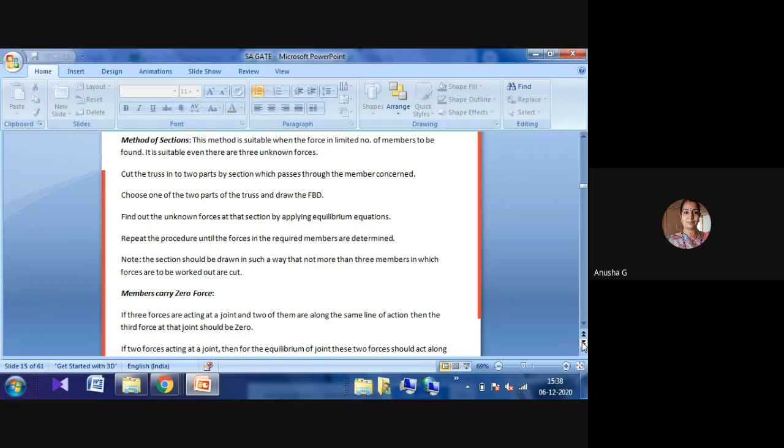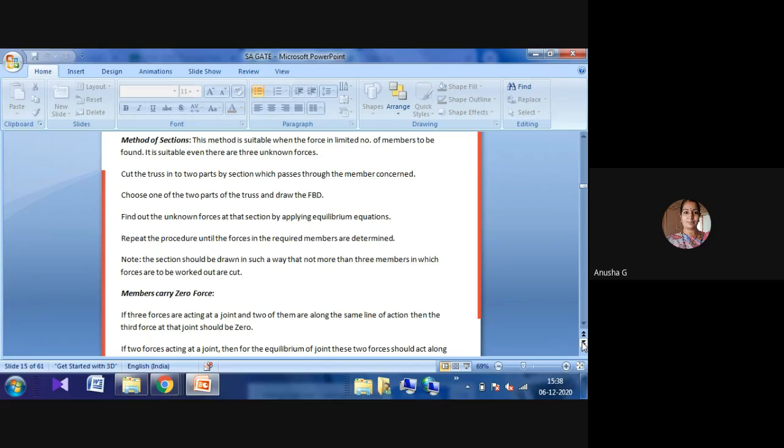But here, in the method of sections, you have to cut the truss and take the two parts of that section, passing through the member to be considered. Then choose one of the two parts of the truss and draw the free body diagram. Then we have to find the unknown forces at the section by applying the equilibrium equations in the method of sections.